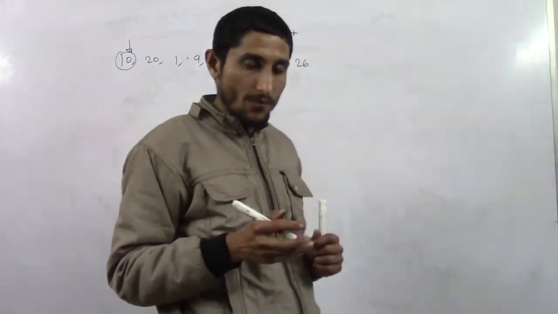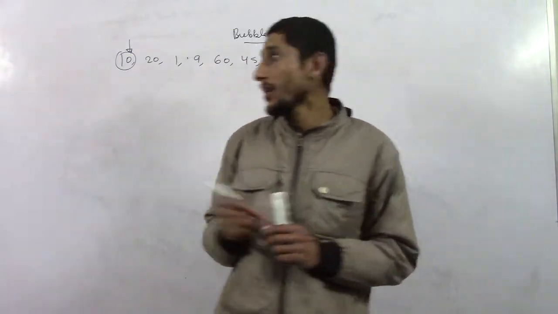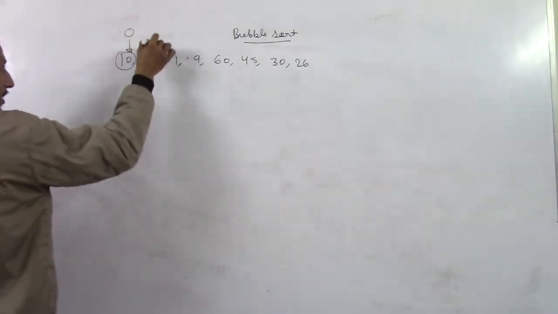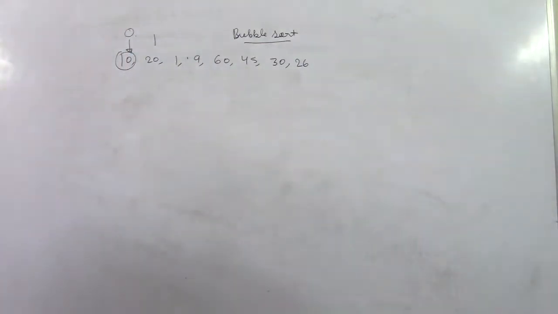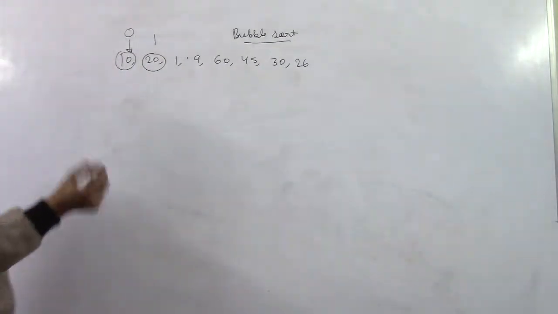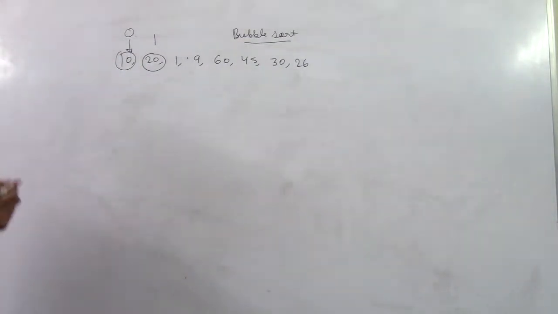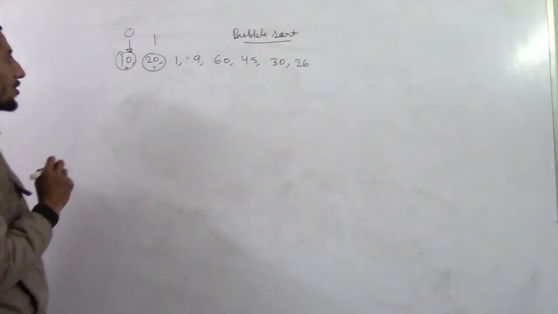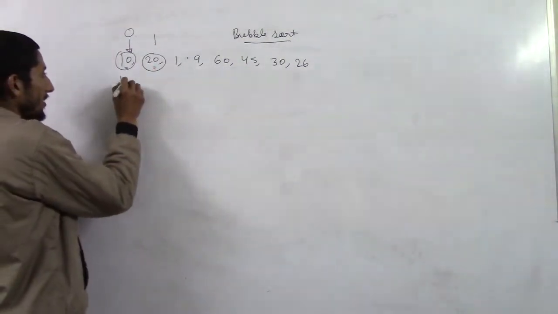Currently, what is the value of the pointer? The value of the pointer is 0. So I will compare pointer and pointer plus 1, it means 0 and 1. So I will compare 10 and 20. If the right side value is lesser and the left side value is greater, then I will perform swapping. In this case, 10 is smaller, 20 is greater, so I will not swap. The content will remain as it is.